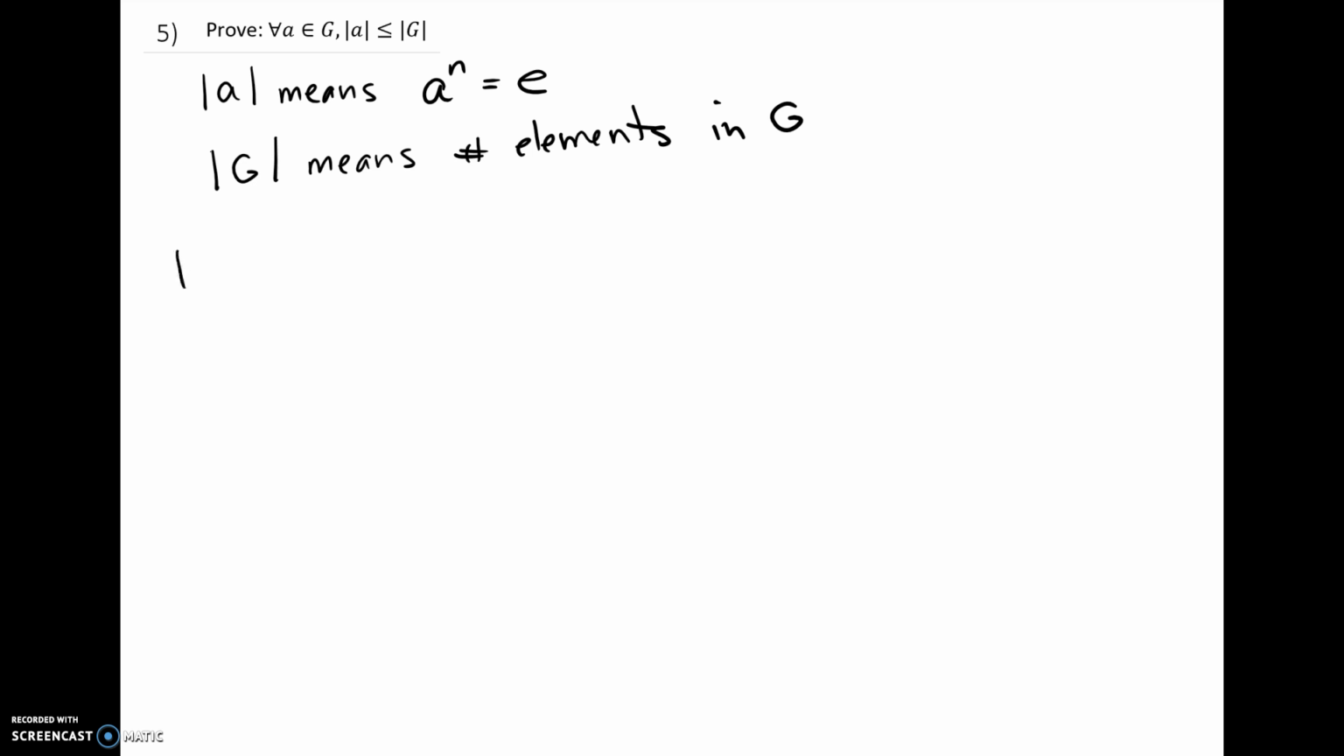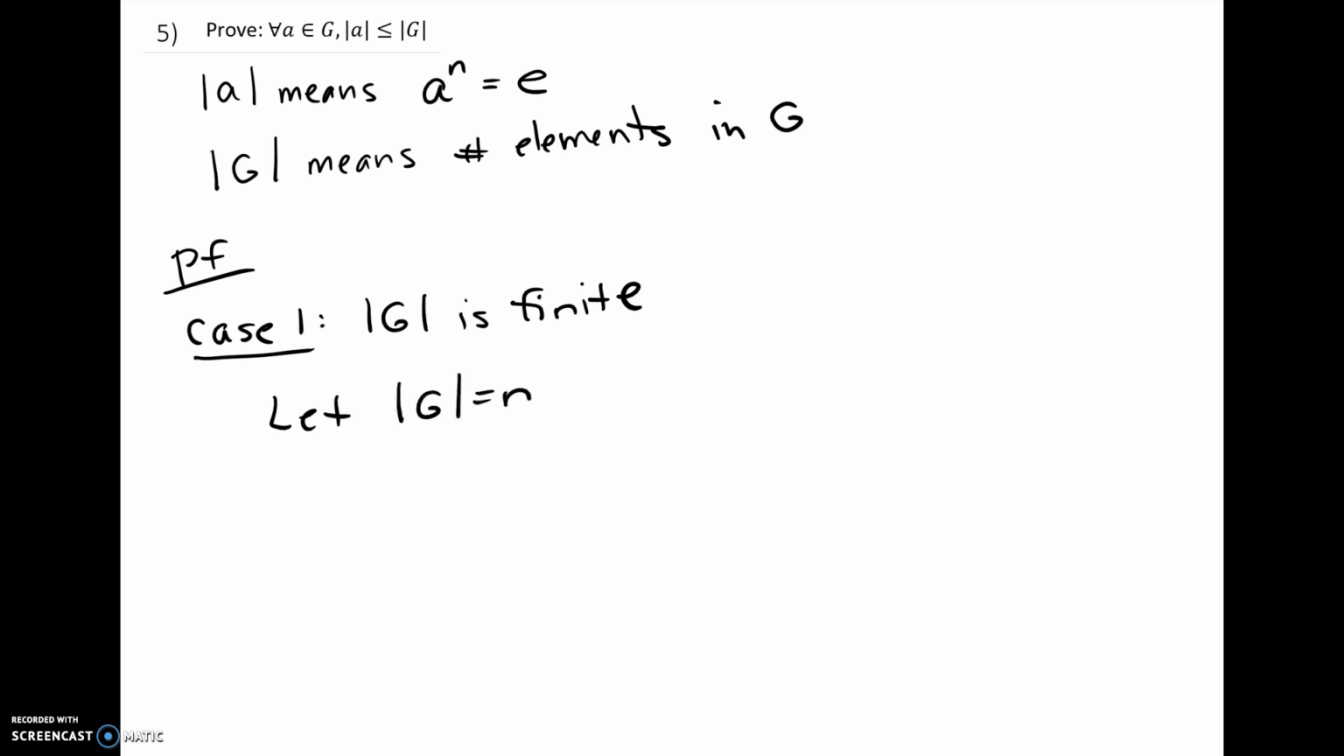So for this proof, there's two cases. Either the order of G is finite or the order of G is infinite. The order of G being infinite is considered trivial, but we'll start with the non-trivial case. So case 1, the order of G is finite. So if the order of G is finite, let the order of G equal n, where n is some member of the natural numbers.